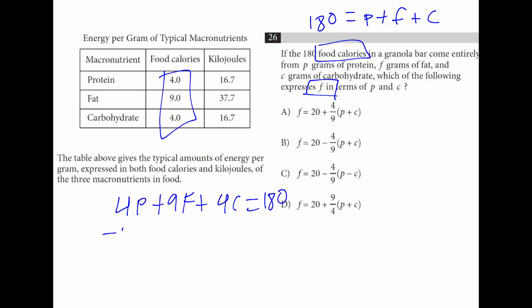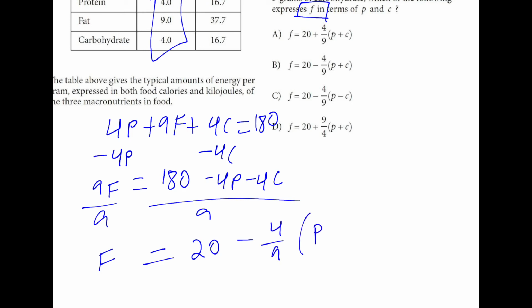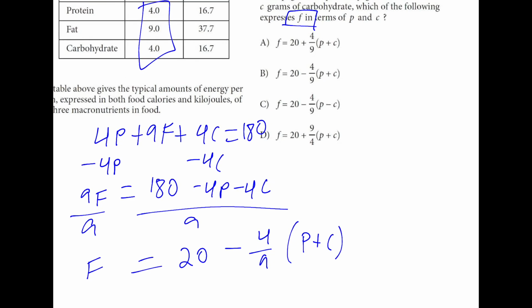So I'm going to subtract 4P and 4C from the left. So I have 9F is equal to 180 minus 4P minus 4C. And then I'll just divide everything by 9. So F is equal to 20 minus, and then I could take 4 ninths, P plus C, since we are just factoring out this negative 4 ninths from both.